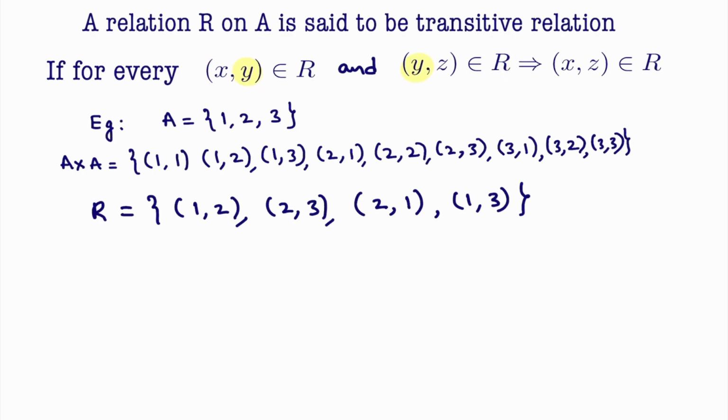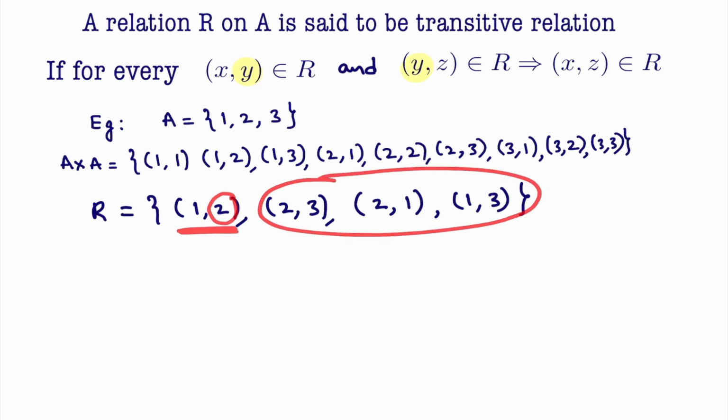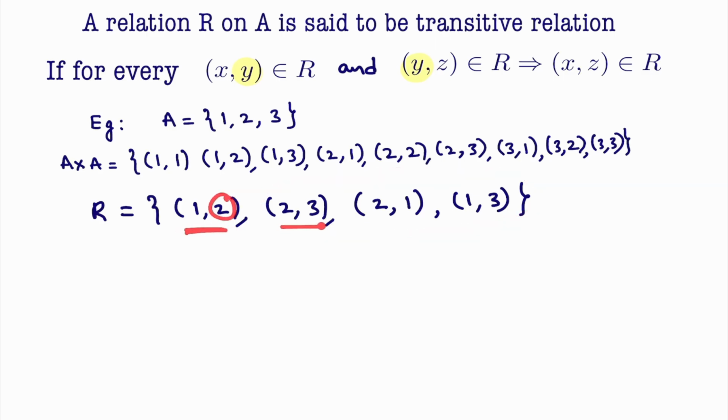Now how to check this? First listen carefully. You check like this. First you take one ordered pair, this is like x comma y. Now you see that this ends with 2, right? Now you observe whether any other pair starts with 2 other than this. Any other starts with 2? Yes, as this ends with 2, this starts with 2, this starts with 2. That means we are able to find x comma y and y comma z. 1 comma 2 is there, this ends with 2 and this starts with 2. So this is like x comma y, y comma z.